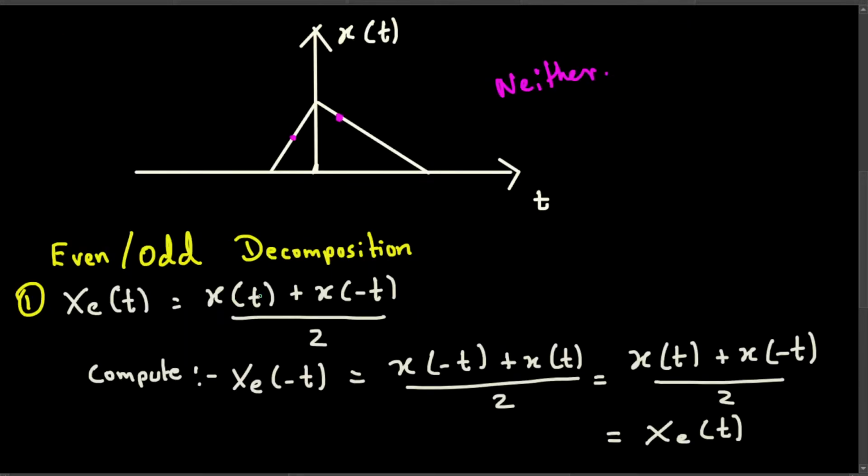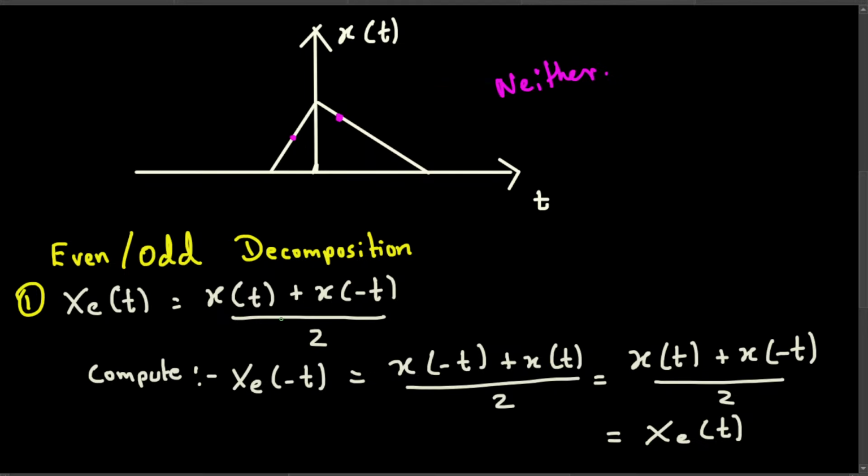That's given by x of t plus x of minus t, that's divided by 2. And whenever we want to see whether it's an even or odd, what we do is we put x of minus t, like we put a negative time and see if we are getting x of t back or minus x of t. If we are getting x of t back, that's an even signal. If you are getting minus x of t, that's odd signal.